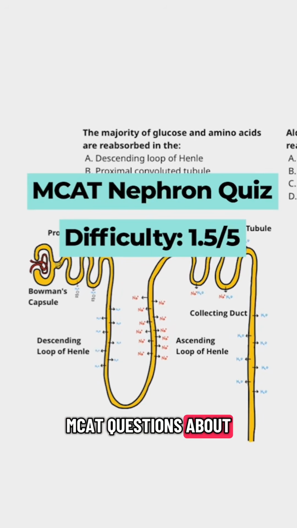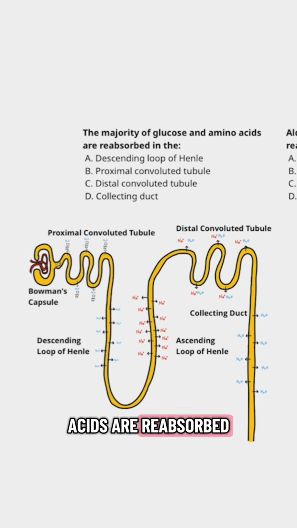Here are 3 MCAT questions about the nephron. The majority of glucose and amino acids are reabsorbed in the blank.